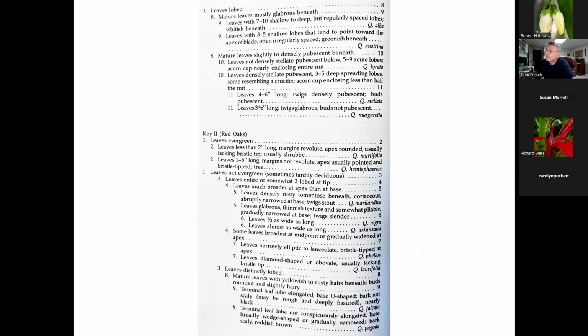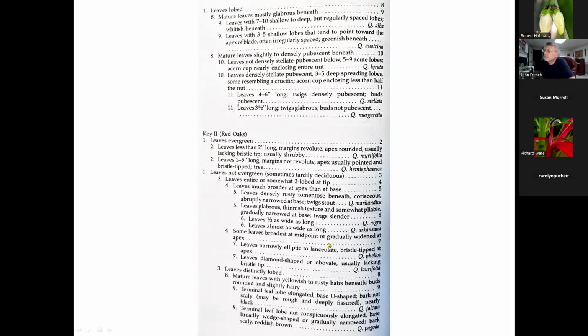Okay, so we're going to go to number 8 here. Mature leaves mostly glabrous beneath. We got 2 choices: leaves with 7 to 10 shallow to deep, but regularly spaced lobes, whitish beneath, or leaves with 3 to 5 shallow lobes that tend to point toward the apex of the blade, often irregularly spaced, greenish beneath.